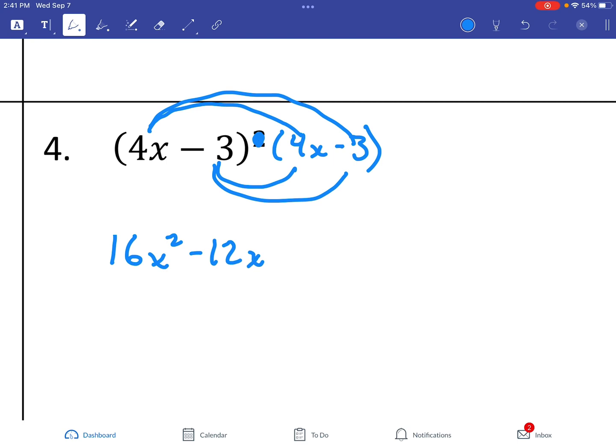Negative 3 times 4x is negative 12x again. And negative 3 times negative 3 is positive 9. Combining the like terms, you get 16x squared minus 24x plus 9.